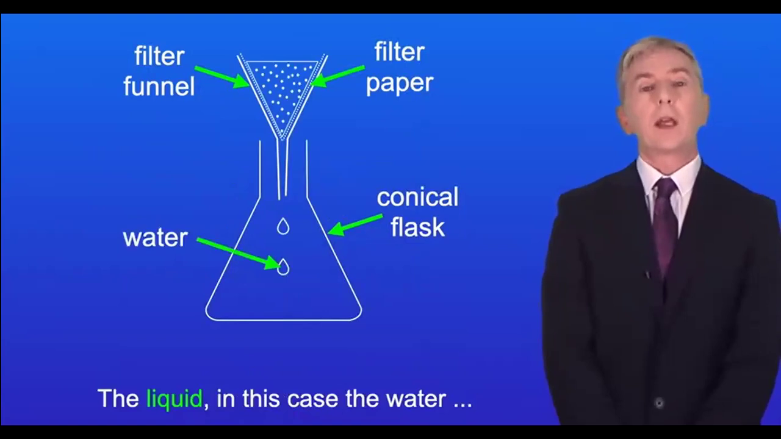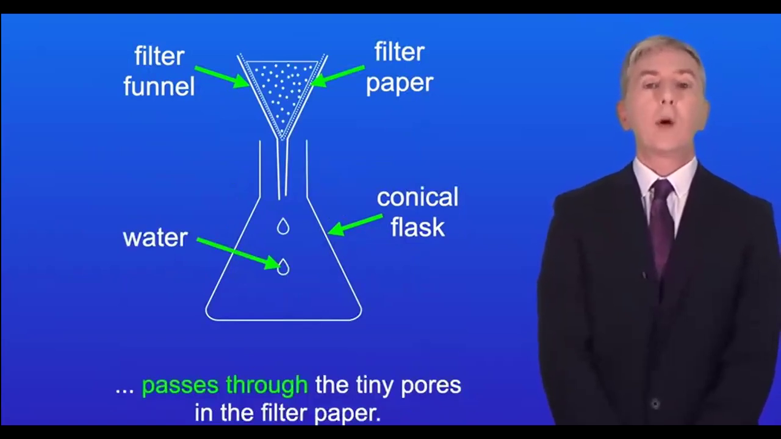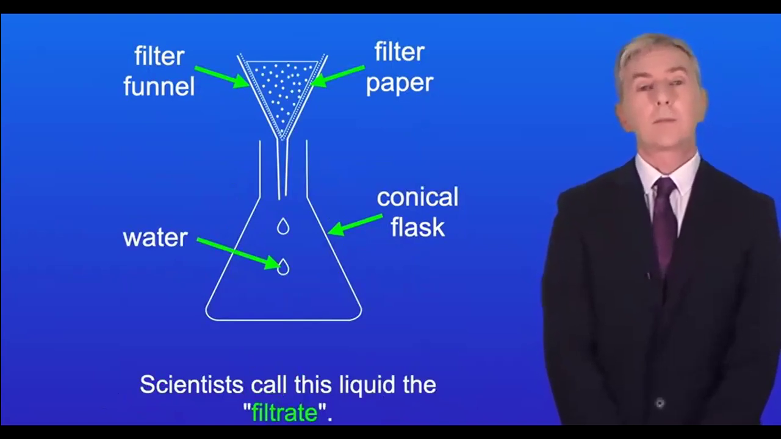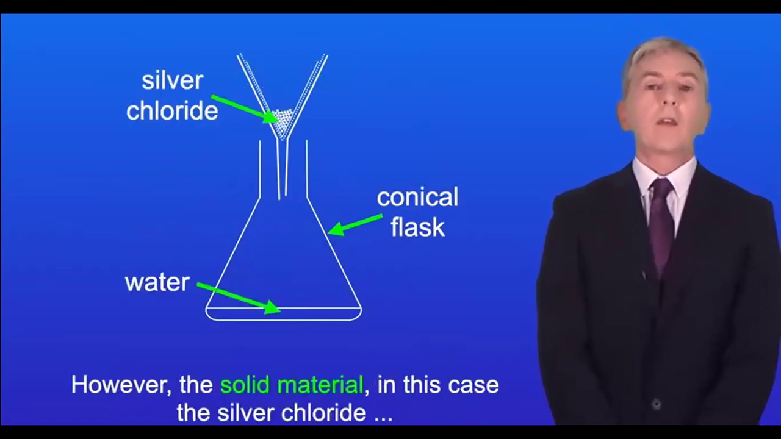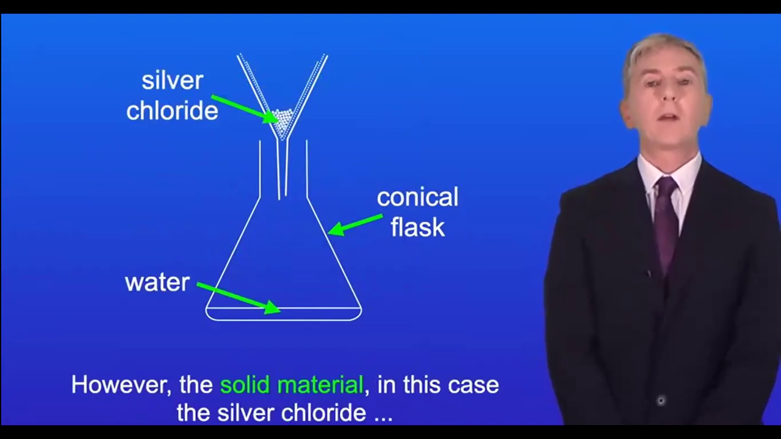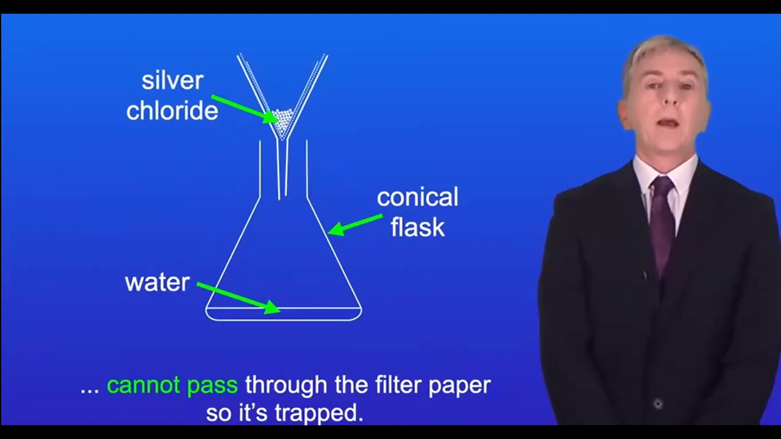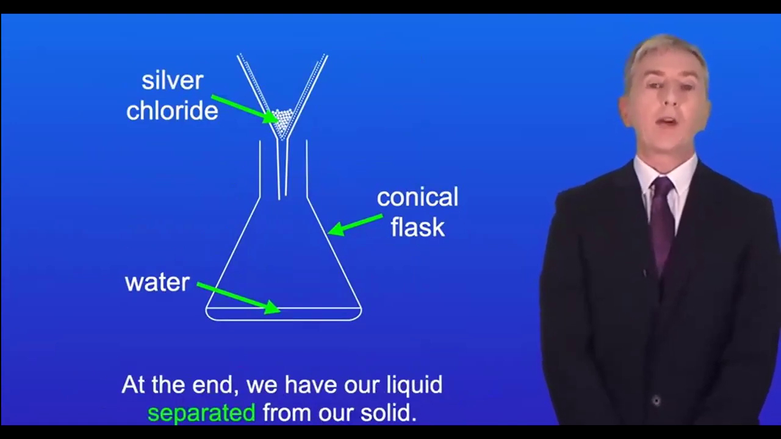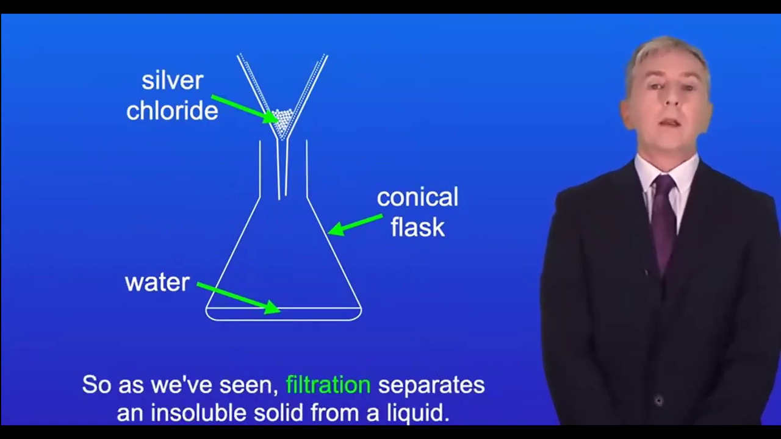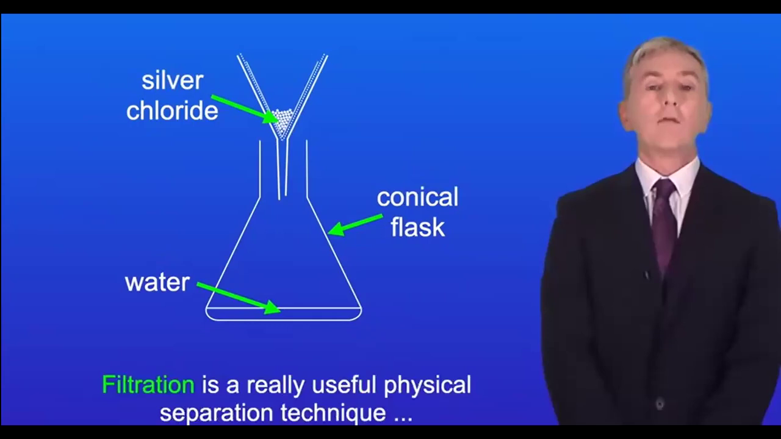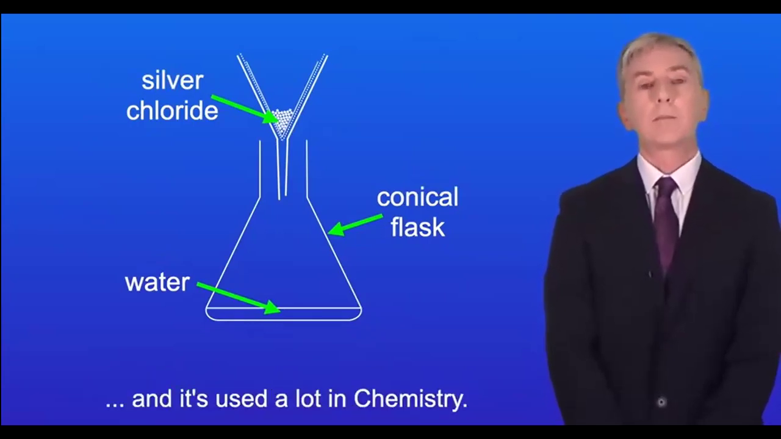The liquid, in this case the water, passes through the tiny pores in the filter paper, and scientists call this liquid the filtrate. However, the solid material, in this case the silver chloride, cannot pass through the filter paper, so it's trapped. At the end, we have our liquid separated from our solid. So as we've seen, filtration separates an insoluble solid from a liquid. Filtration is a really useful physical separation technique, and it's used a lot in chemistry.